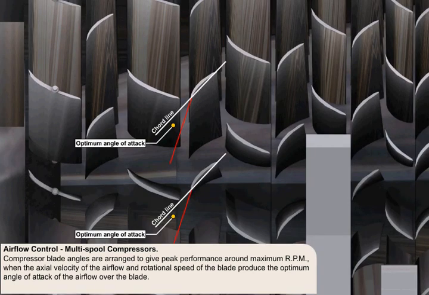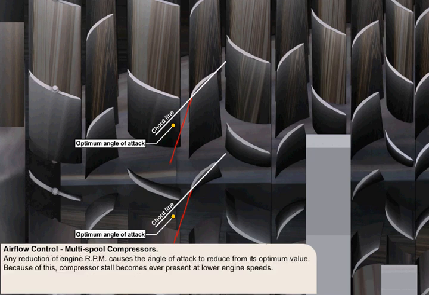Compressor blade angles are arranged to give peak engine performance around maximum RPM, when the values of the axial velocity of the airflow and the rotational speed of the blade combine to produce a vector which is the optimum angle of attack of the airflow over the blade. Any reduction of engine RPM changes the symmetry of the vector diagram relating the RPM to the axial velocity. Thus, the angle of attack no longer retains its optimum value. Because of this, compressor stall becomes an ever-present problem at lower engine speeds.